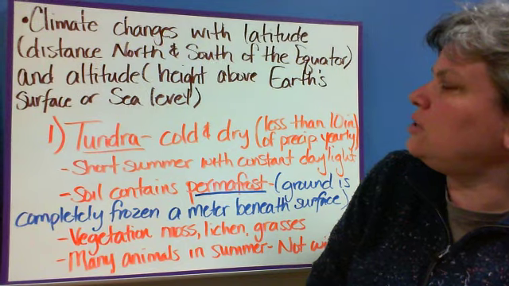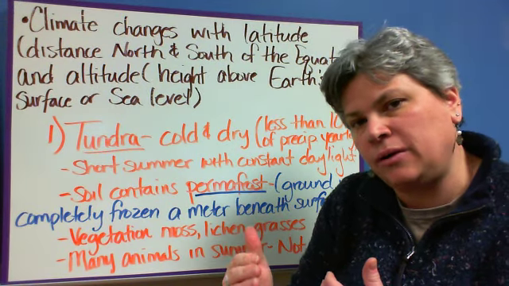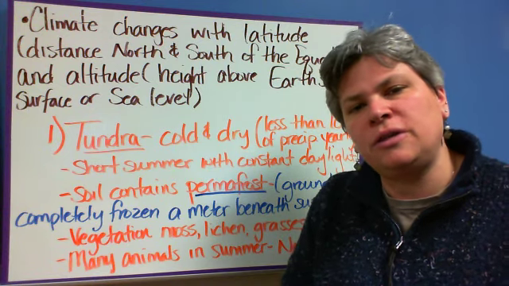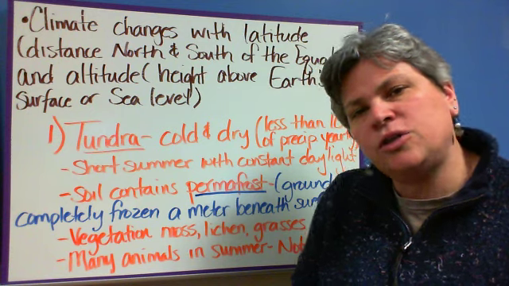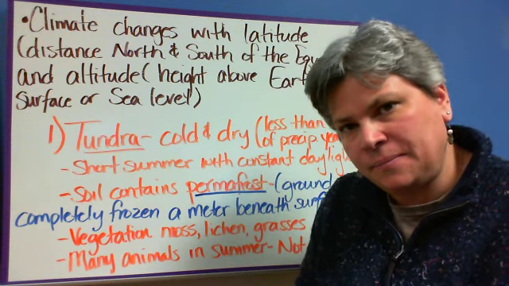Climate will change with latitude. Remember, latitude is the distance north or south of the equator, and with altitude. And altitude is the height above the Earth's surface or the height above sea level. So those two things, latitude and altitude, can change your climate.